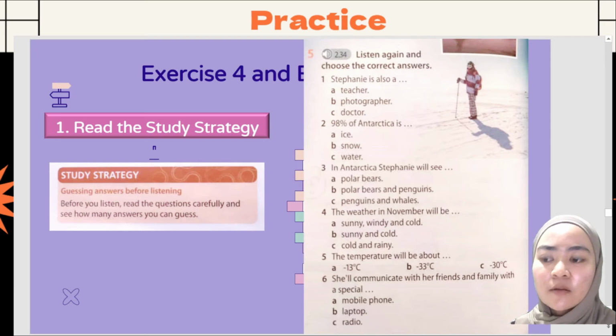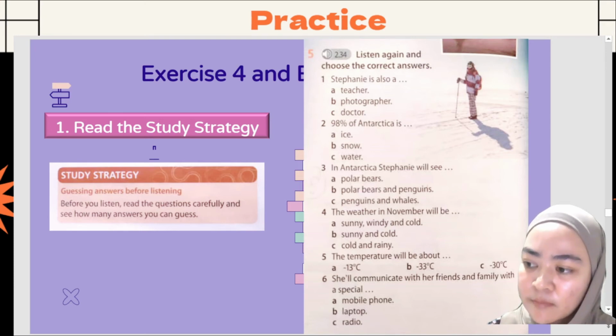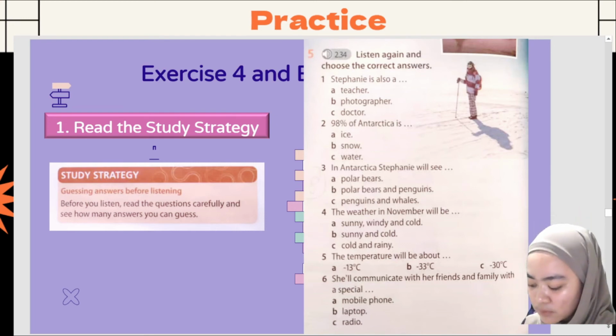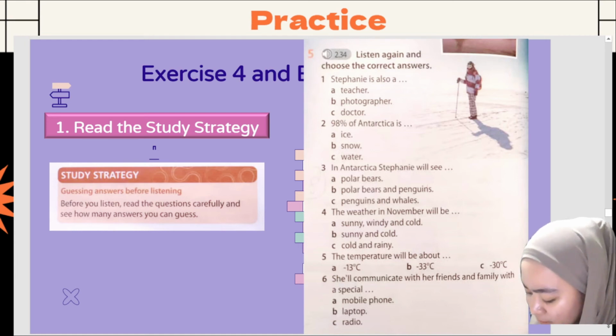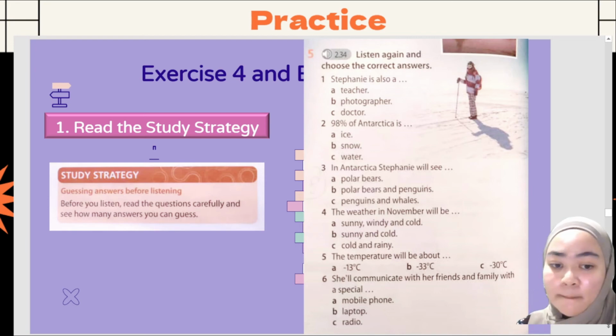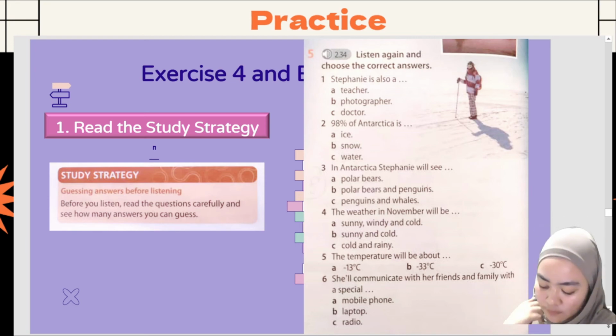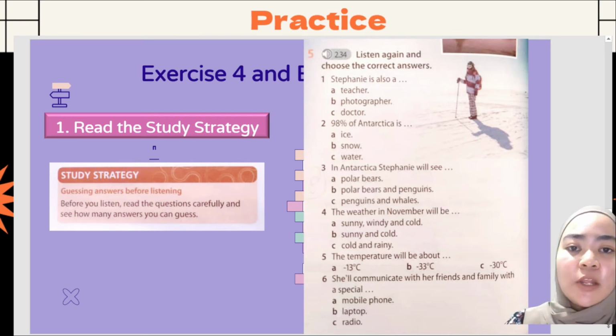Number 1, photographer. Number 2, eyes. Number 3, penguins and waves. Number 4, cold and raining. Number 5, the PP Celsius. Number 6, laptop. Alright. Number 5, what's your answer? Number 5, B. B, alright. Okay, thank you, Lia Zafira.